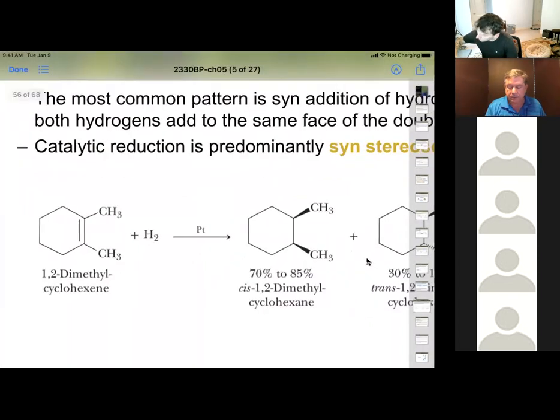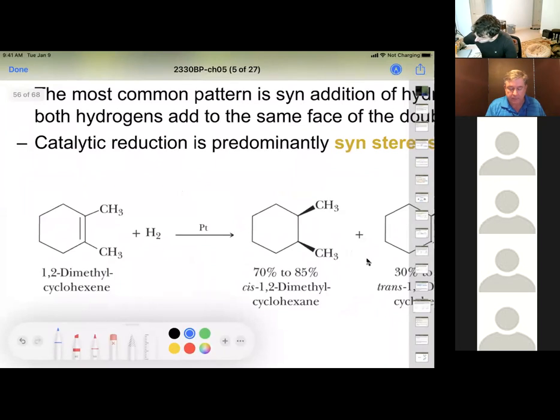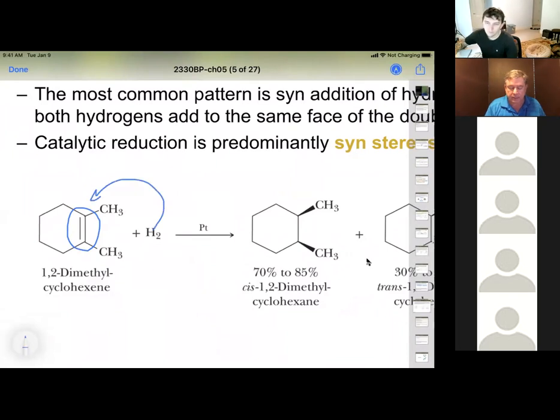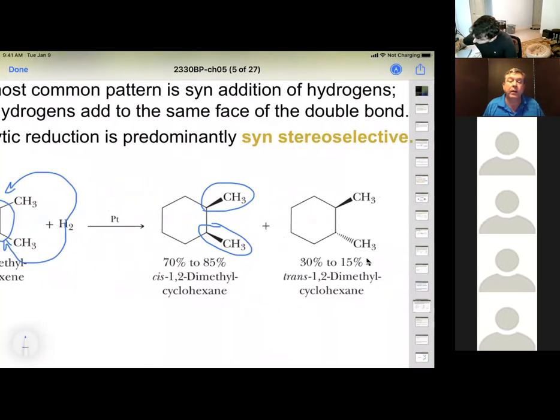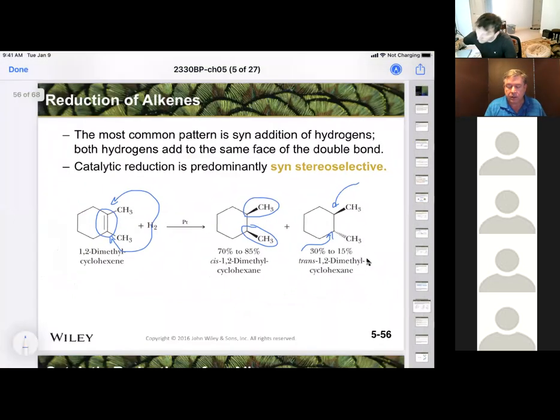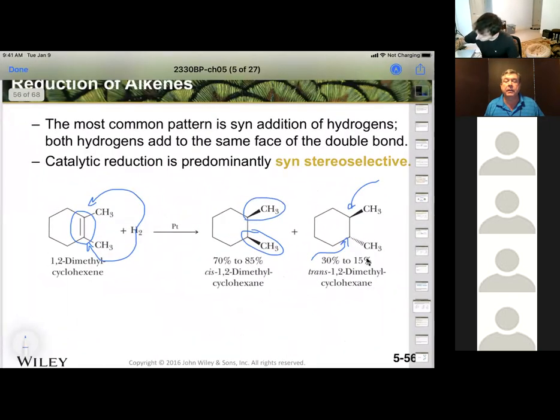So in the case of this alkene, what's going to happen is the hydrogen is going to add to the bottom on this side and the bottom on this side, kicking both of our methyl groups up and out of the plane. Remember, the solid wedge is up and out of the plane. We get 70 to 85% of the product that way. And then there's a little bit less of the trans, where one of the hydrogens hit from the bottom, but the other hydrogen actually came on the top, pushing that methyl group down. So it tends to be mostly syn addition, where the two hydrogens are adding across the same side of the double bond.